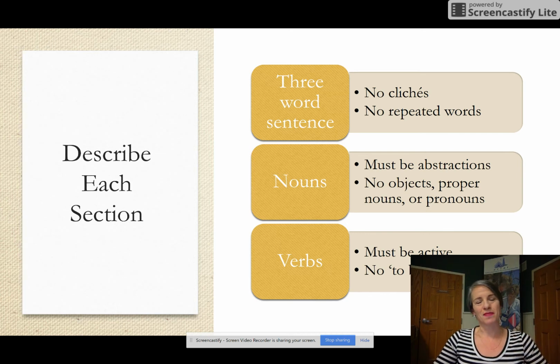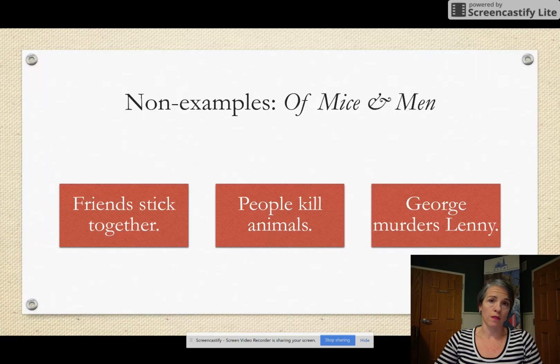So let's take a look at some examples from one of my favorites, Of Mice and Men. So let's say that your students have come up with in the beginning that friends stick together. And that is absolutely true. George and Lenny, it is a novel about the power of friendship. Friends, however, is a concrete noun. In the middle, people kill animals. Yes, they do. Lenny kills animals.